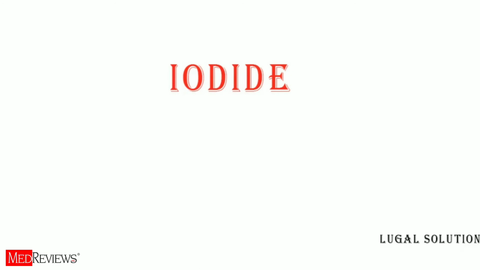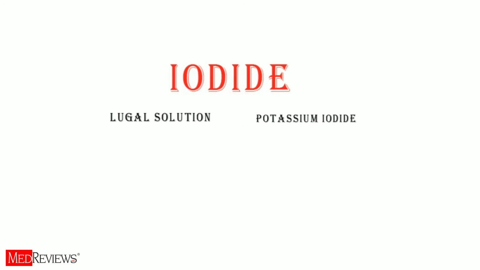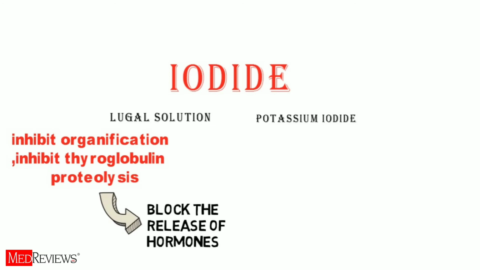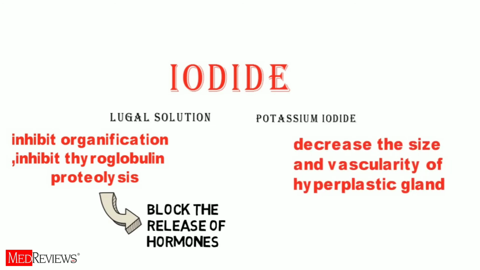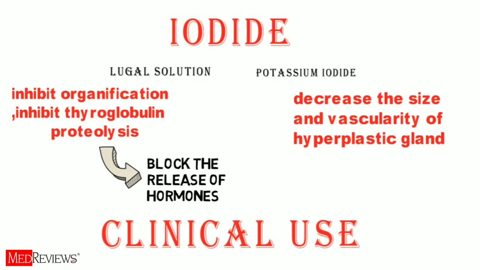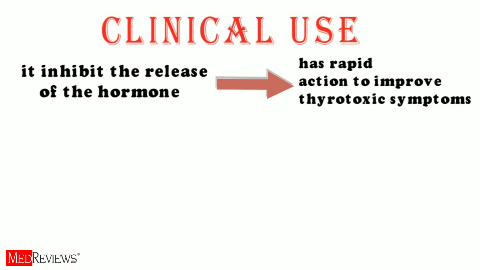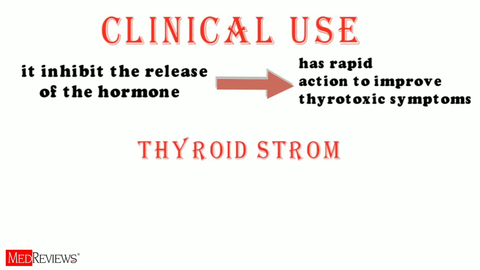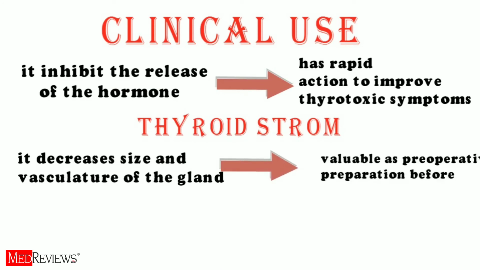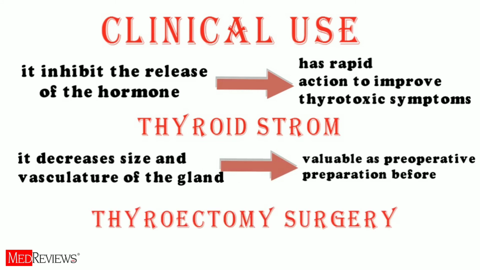Second group, iodide, such as Lugol solution and potassium iodide. This group inhibits organification and thyroglobulin proteolysis, so it blocks the release of hormones. It also decreases the size and vascularity of the hyperplastic gland. According to the actions of this group, we can conclude its clinical use. We said it inhibits the release of the hormones, which means it has rapid action to improve thyrotoxic symptoms, so it is used for thyroid storm. And it decreases the size and vascularity of the gland, so it is valuable as preoperative preparation before thyroidectomy surgery.